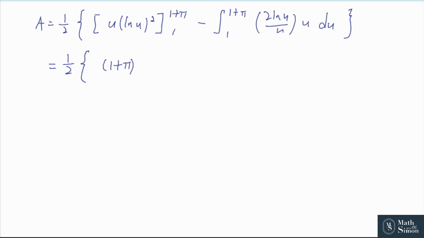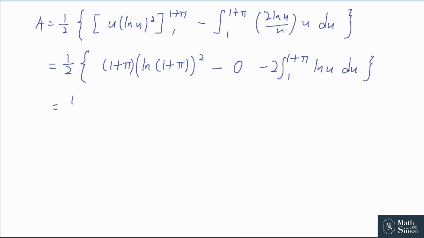When we sub into the u, we have 1 plus pi times ln of 1 plus pi, the whole thing squared, so I put a squared for that, minus, when we sub the 1 into the u, we know that ln 1 is actually 0. So I will just not write that substitution, then I will know that it is just a 0 purely, right? Then for this, the u cancels off, so we only have 2 ln u. Let's put the 2 outside, we are just integrating ln u du.